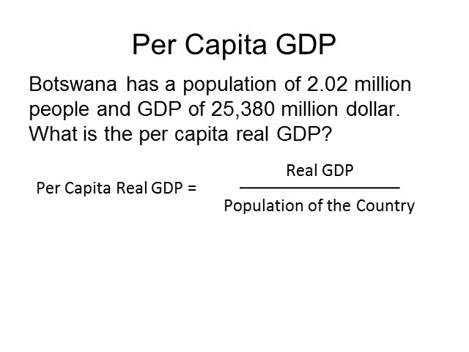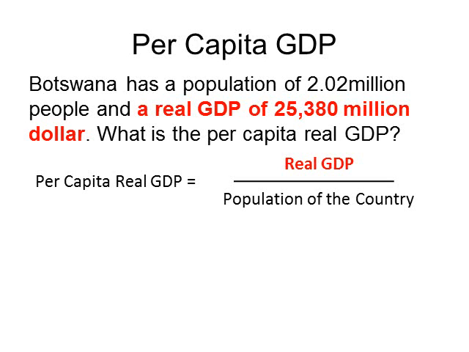Let's look at an example. Botswana has a population of 2.02 million people and has a GDP of $25,380 million. What is the per capita real GDP for Botswana? Well, the first thing we need to do is to write down our formula where per capita real GDP is equal to real GDP divided by the population of the country.